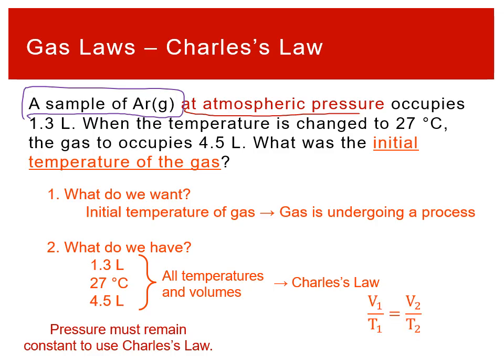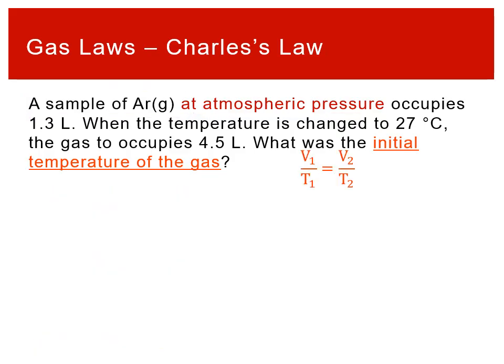So we know that the equation for Charles's law is V1 over T1 equals V2 over T2. We want to then assign variables. We wanted the initial temperature, so initial is going to be that 1. So we are looking for T1. That's what we're always going to be after here, the T1 term, because that's the initial temperature.